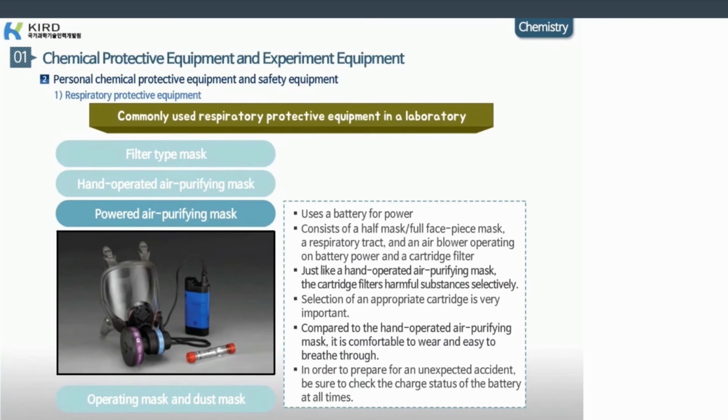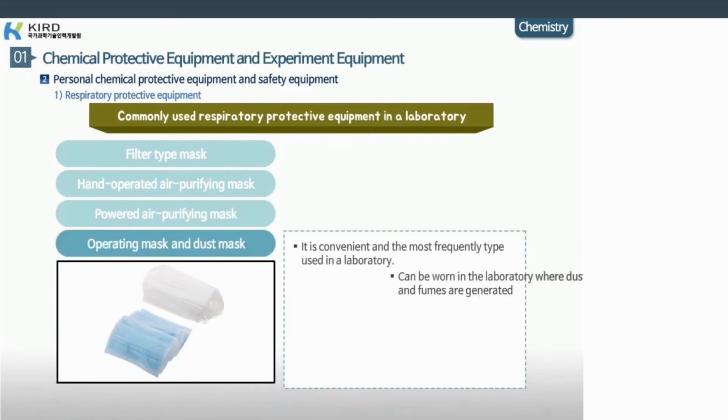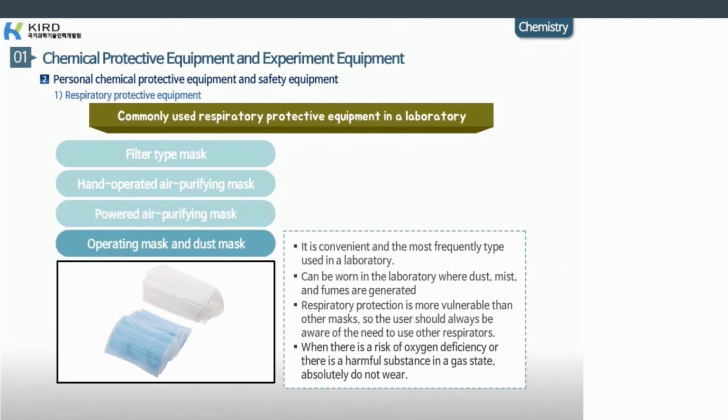Operating masks and dust masks are convenient and are the most frequently used types in the lavatory. They can be worn in the lavatory where dust, mist, and fumes are generated, but the respiratory protection is more vulnerable than other masks. Therefore, the user must always be aware of the need to use other respirators. When there is a risk of oxygen deficiency or there is a harmful substance in a gas state, absolutely do not wear them.